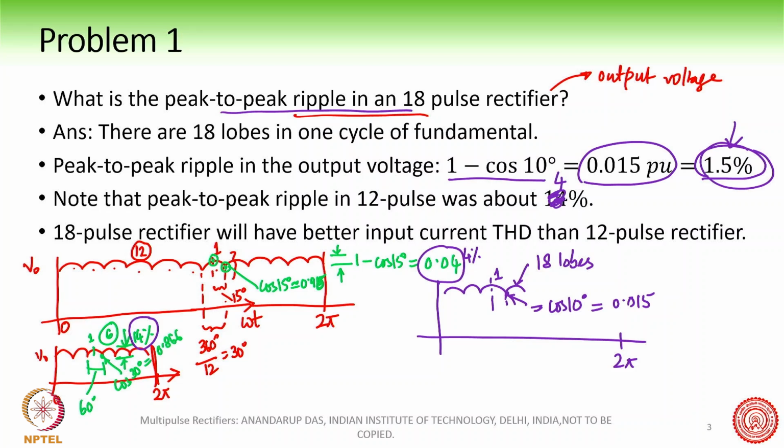So when you go with a higher pulse rectifier, the output voltage becomes closer and closer to DC, but there is a second advantage, and that second advantage is the input current.